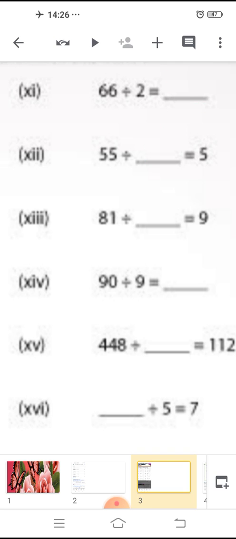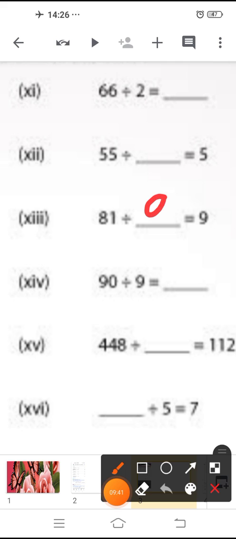Now come to next. 81 divided by what will give you 9? Yes, 9. You can divide with that 9. 9 9s are 81. So this means 9 9s are 81. Okay. Now come to next.